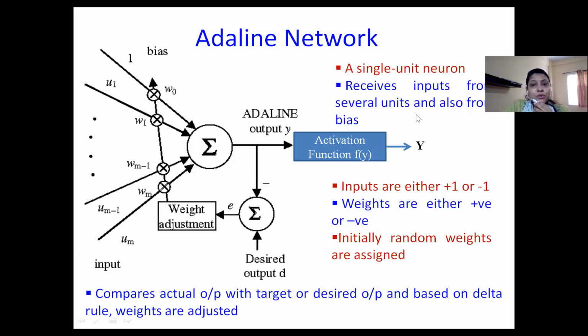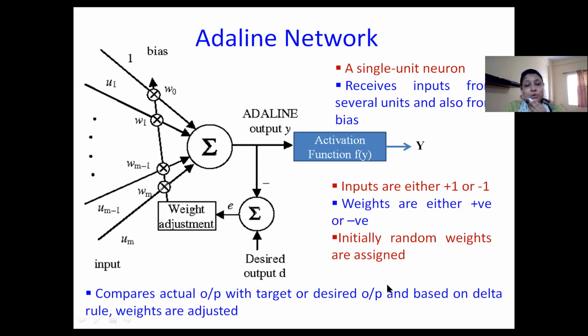It receives inputs from several units, what we have already seen here, and also from bias, what I have just told. And inputs here also are either +1 or -1, that means either excitatory or inhibitory. And weights are also excitatory or inhibitory, that means +1, greater than 0, or -1, less than 0.